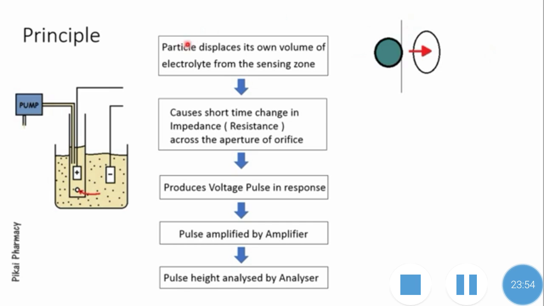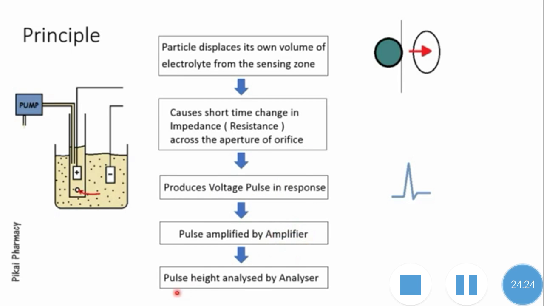Now when a particle enters the orifice, it displaces its own volume of electrolyte, and this causes a short time change in impedance, or you can also say a short time change in the resistance across the aperture of this orifice. Due to this change in the resistance, the voltage also changes for a very short period of time as a voltage pulse. Then this voltage pulse is amplified by the amplifier.